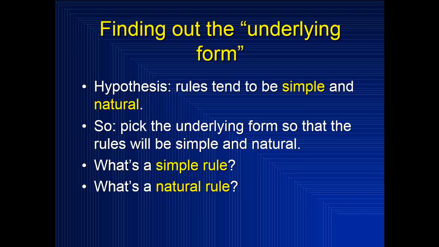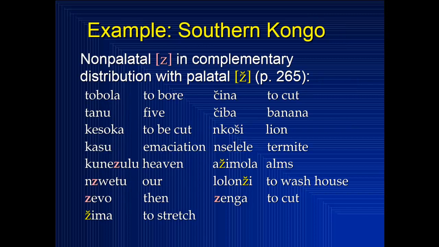Now, finding out the underlying form, we have got to work by means of a hypothesis in this case. The rules tend to be simple and natural. So we have got simplicity and naturalness as criteria to judge rules. So we have to pick the underlying form so that the rules will be simple and natural. What's a simple rule and what's a natural rule?